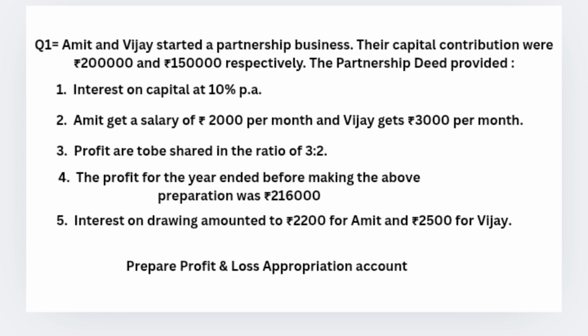Let's get started. Let's just go through the questions together one time. Amit and Vijay started a partnership business. Their capital contributions were 2 lakh and 1,50,000. The partnership deed provides: number 1, interest on capital at 10% per annum. Amit gets a salary of 2,000 per month and Vijay gets 3,000 per month. Profits are to be shared in the ratio of 3:2.